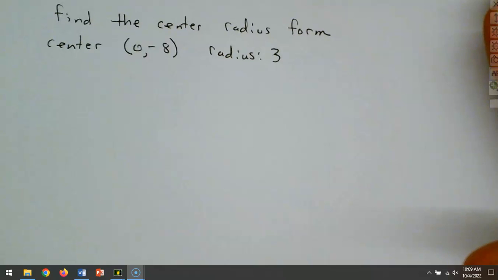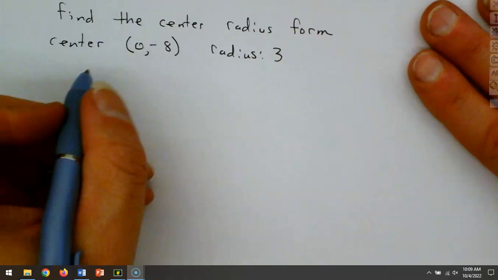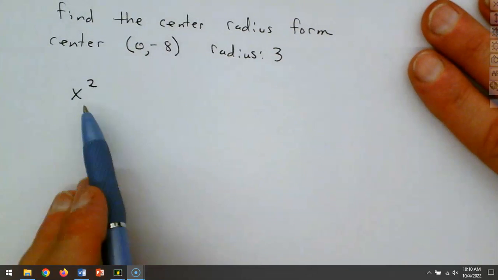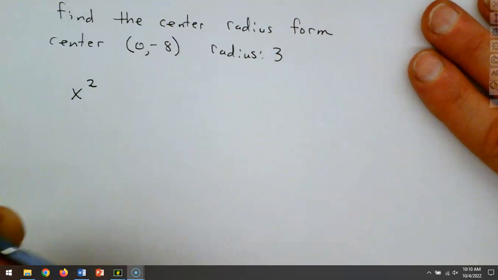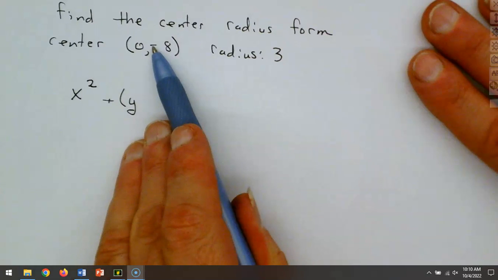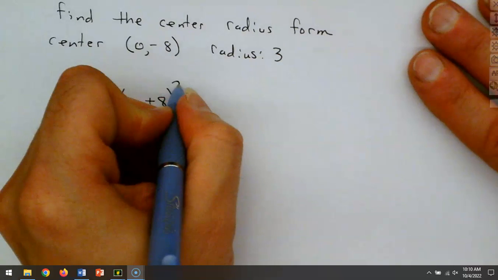Now, what do I need to do? Switch my signs. If you have a 0, then there's nothing on that part. So what we have is an x squared. That's 0, so there's nothing with the x. Then we have a plus, and then we have a y. And what about that -8? Well, it becomes a +8. We have to square it.